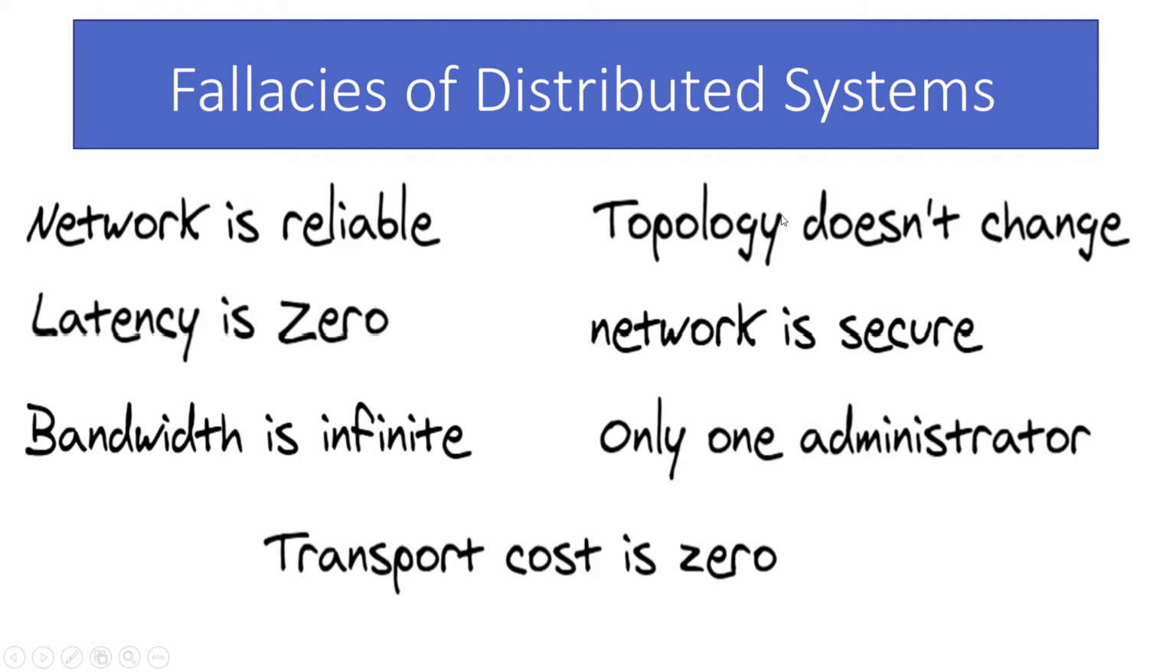The topology of your network is going to change as servers go down and other ones get brought up. That's going to be something you have to compensate for. Security within your network, the fact that there's only one administrator, so there's going to be multiple people working on the system and potentially changing it, and that the cost of moving data around is zero. So these are some of the main things that as a programmer you're not really thinking about when you're building small scale stuff, but that become a big issue when you're working with distributed systems.